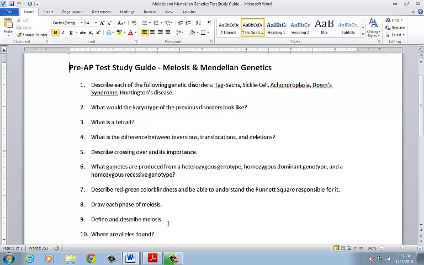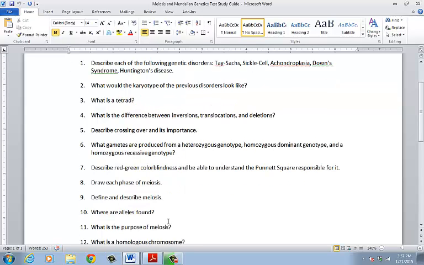Where are alleles found? Well, they're found on homologous chromosomes is where alleles are found.